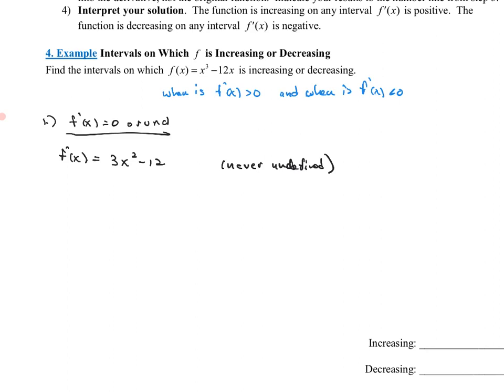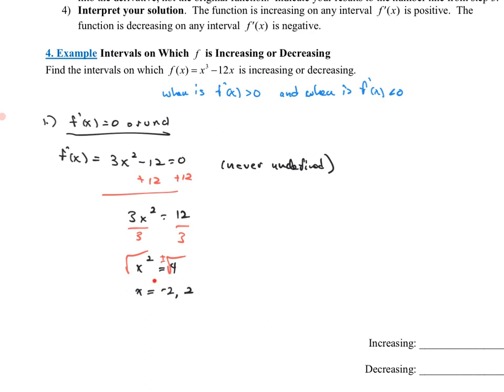So the only thing we have left to do is to set it equal to 0 and solve. Setting it equal to 0, I'm going to add 12 to both sides, leaving me with 3x squared equals 12. I'm going to divide both sides by 3, leaving me with x squared equals 4. Take the square root of both sides. Always remember, when you take the square root of a square, you actually have a positive and a negative answer. So I'm getting two answers. x equals -2 and 2.